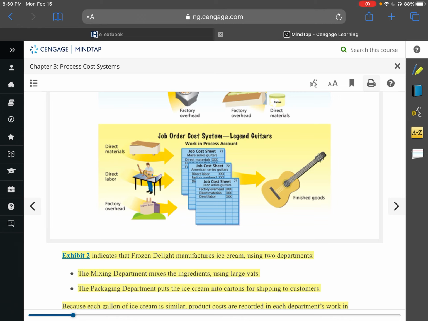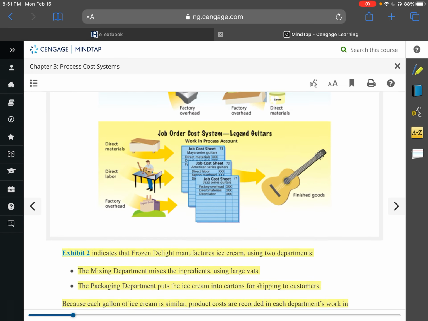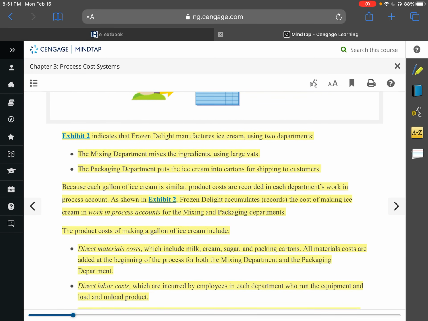Okay, so in job order costing for Legend Guitars, we see direct materials, direct labor, and factory overhead all equal to a finished good. In the process cost system, and we're going to discuss this more, the direct materials go into the mixing department where they're added with direct labor and factory overhead. Then it gets moved to the packaging department where there's more direct labor, more factory overhead, and more direct materials. Then from there, it goes into finished goods. So that's where some of the differences will come into play.